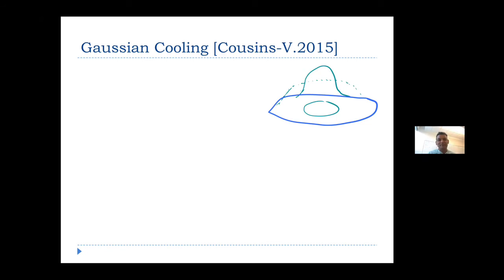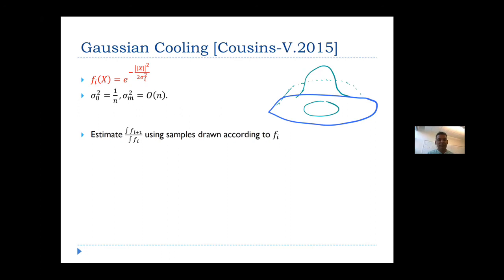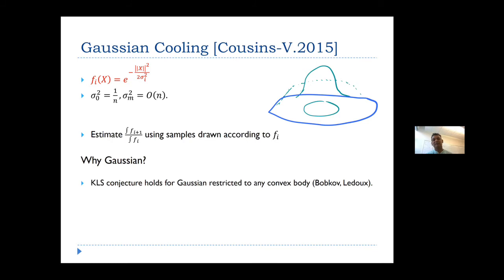So now the next improvement came in with Ben Cousins, who was a PhD student at the time. And there, very simple change. We'll use the same algorithm, but let's use a sequence of Gaussians restricted to the body. Rather than some log-concave function or exponentially decaying, let's use a sequence of Gaussians. Same algorithm. Why Gaussian? The reason is that the KLS conjecture already holds for Gaussian convex bodies. This is not hard to prove. We included a proof in the paper.